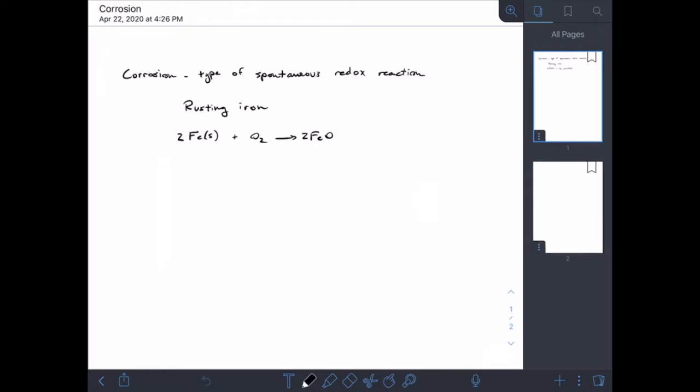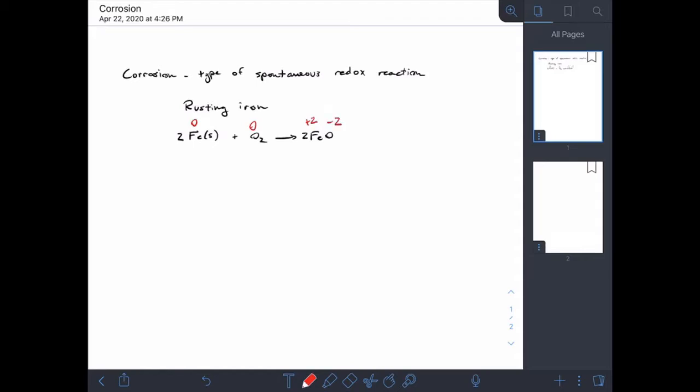And essentially corrosion is just another type of spontaneous redox reaction. So the one that often immediately comes to mind for most of us is the rusting of iron. So that's the corrosion of iron. Well, if we take a look, we can also recognize this one as a combustion reaction, right? Because it's something reacting with oxygen gas. But what we want to pay attention to is that the oxidation numbers here are 0 for the iron, 0 for the oxygen here, but the iron here is a 2+ and the oxygen is a 2-.